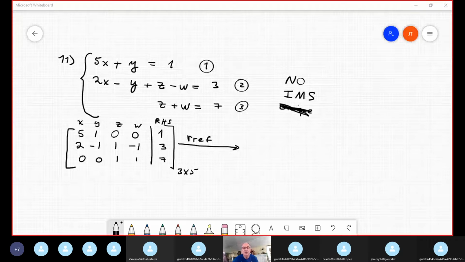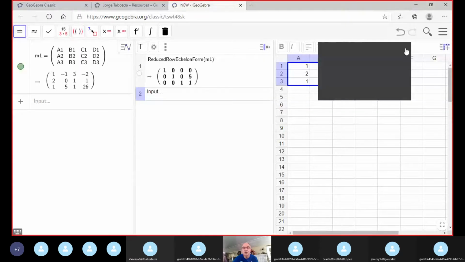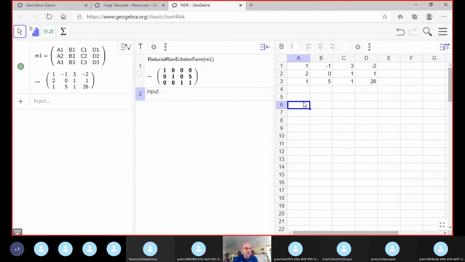Okay. Which GeoGebra now. And my system is 5, 1. Do you see GeoGebra, right? 0, 0. Do you see or no? 1. Yes, sir. It's up. That's it. Yes, sir. We see it.